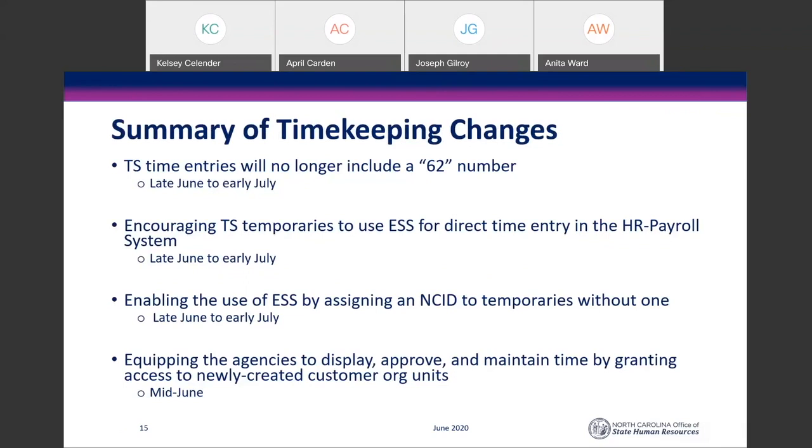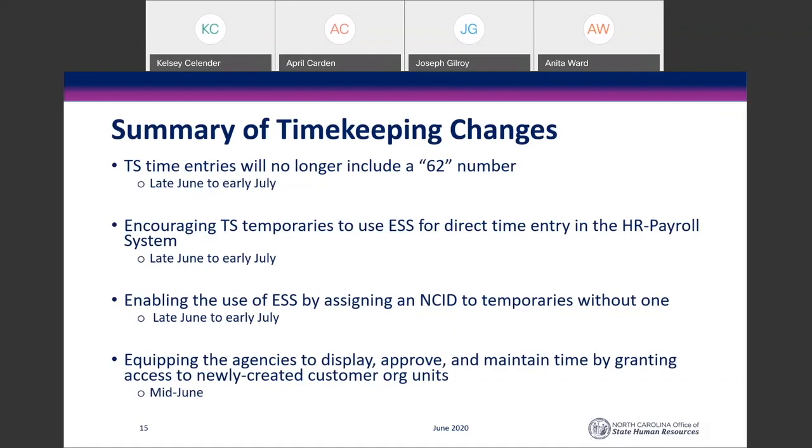First, temporary solutions time entries will no longer include a 6-2 number. Again, that implementation will be in late June to early July. We are going to communicate that news out to temporary employees in the coming weeks through an email. Temporary employees will not see the field for entering 6-2 numbers on their timesheet, and the position view will also not be available to time administrators keying the time in for those individuals. The view is just going to completely go away.